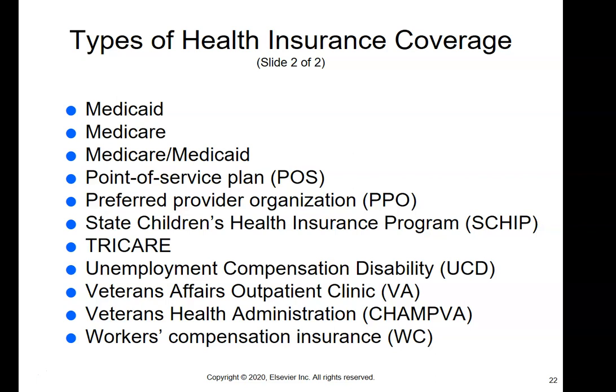The state's Children's Health Insurance Program, also known as SCHIP, is a state-sponsored program that provides free or low-cost health coverage for low-income children.